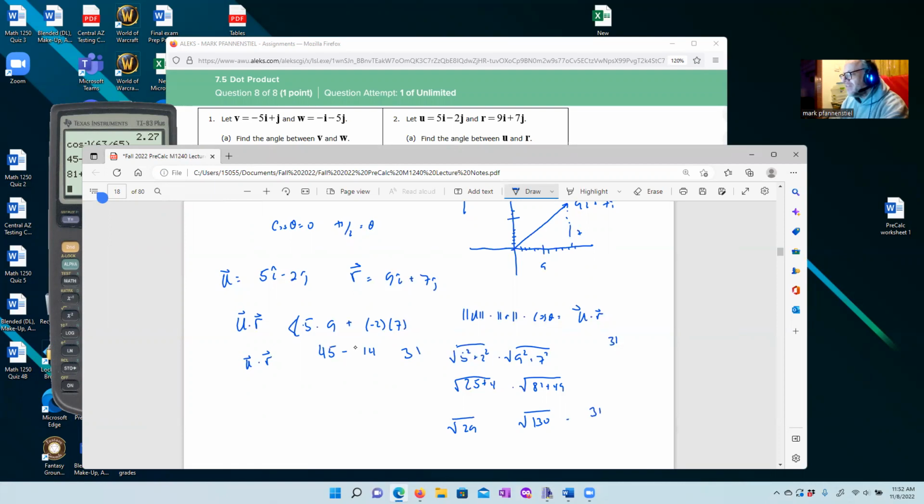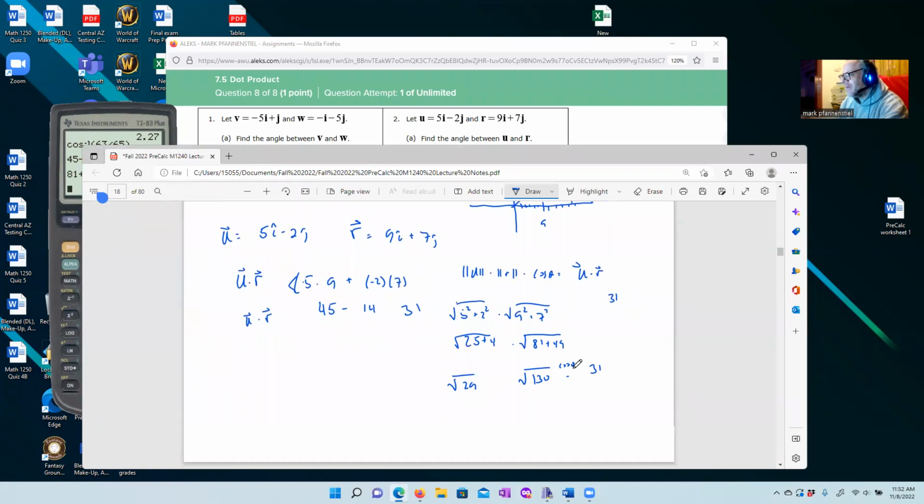This is times, by the way, the cosine of the angle between them. The length of the two of them times the cosine of the angle between them is equal to the dot product. So our cosine theta is equal to 31 divided by root 29 times root 130. And then we can just do that.